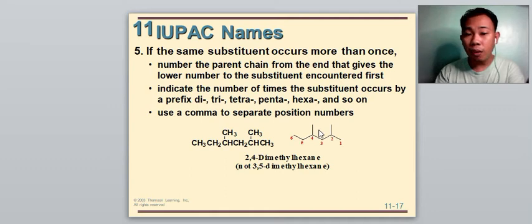So it occurs twice, therefore this is dimethyl. 1, 2, that means it's di. So the name is methyl, and we add the prefix di. That is why it's dimethyl. And now you give the position of the methyl substituent: in carbon number 2 and carbon number 4. That is why the name of this compound is 2,4-dimethylhexane.